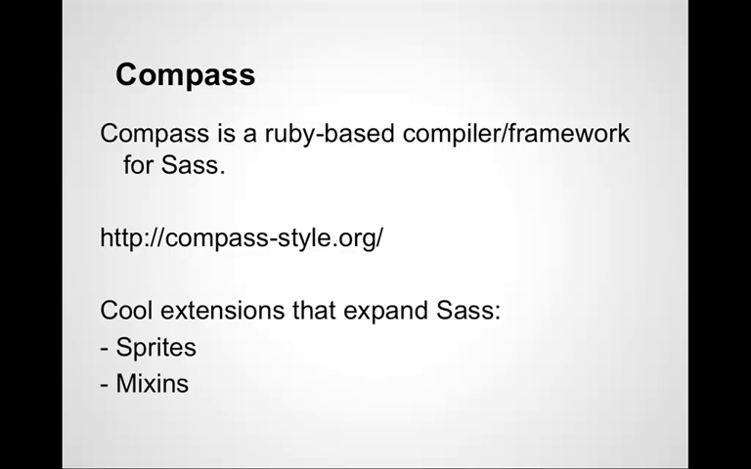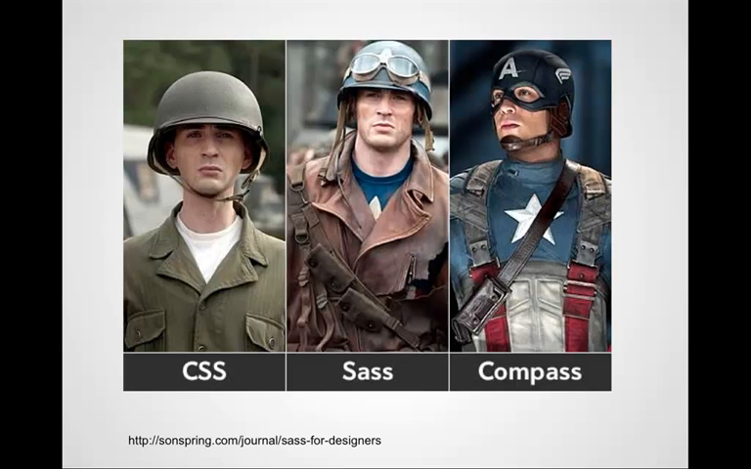So Compass, it's a Ruby-based compiler and framework for Sass. There's the website for Compass if you want to look at more information. Compass does the heavy lifting for you to use your Sass files and compile them into your CSS. And it's something you run locally when doing that. You can run it on the server, but my workflow has been locally. And there's some other cool extensions that Compass includes. Like you can create image sprites, which is really handy, and some other mixins and functions that Compass can provide.